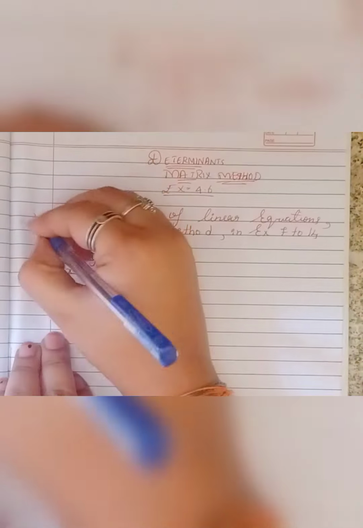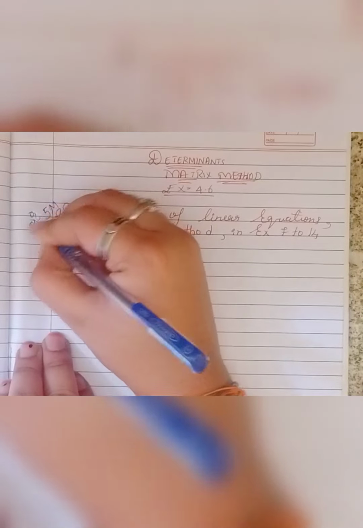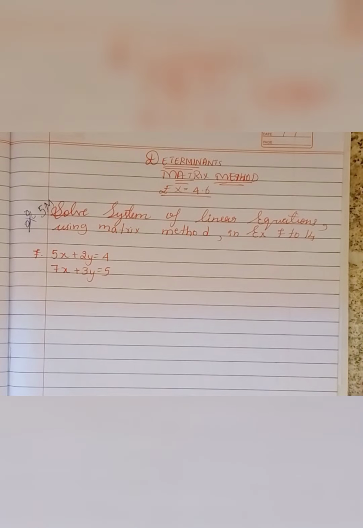In this video we're going to see how to solve the equation using a matrix method, which is actually an important 5 marker, and from the chapter determinants, chapter 4, exercise 4.6. We're going to solve from problem 7 to 14.